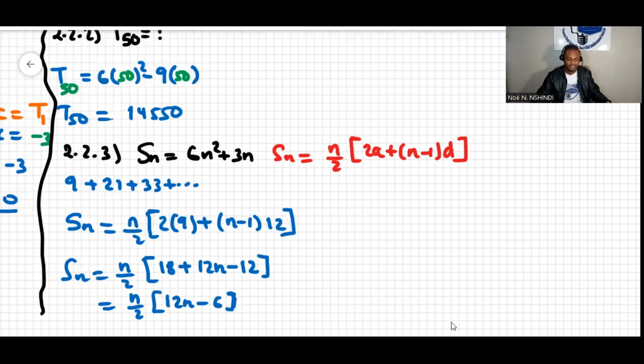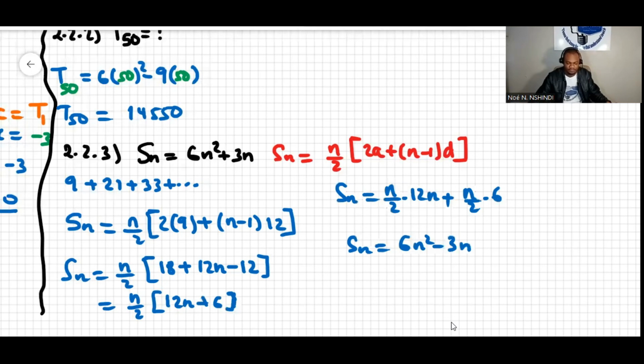Now, Sn will be equal to n over 2 times 12n plus n over 2 times 6. And then Sn will be equal to 6n squared plus 3n. And then that's proven. Yeah, excuse me. So thank you.